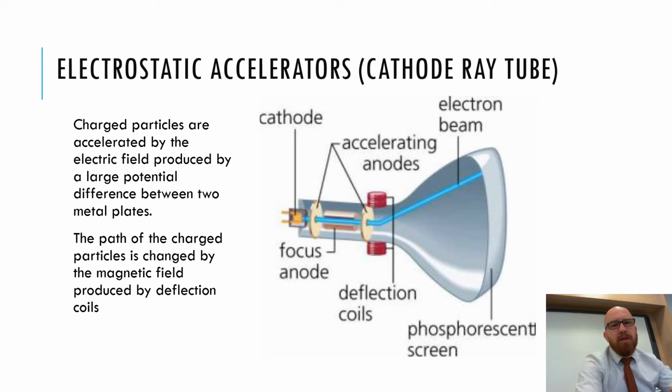This is what used to be used inside old televisions. You'd have a particle accelerator at the back, cathode and anode, and then the deflection coils there would use magnetic fields to change the direction of the electrons and send that little blue beam to different directions. So the cathode and anode would accelerate the particle, and then the little red deflection coils would change the direction of the electron. And when the electron hit the phosphorus screen, it would light up. We don't really do this one as much, but you could get some kind of example.